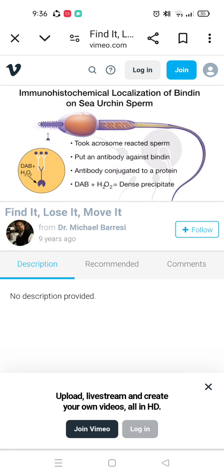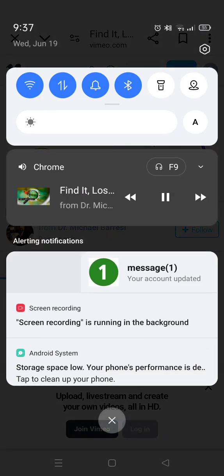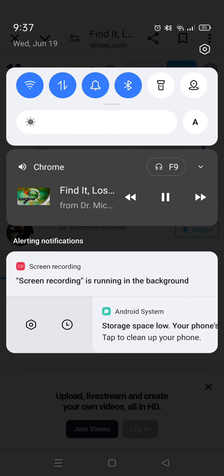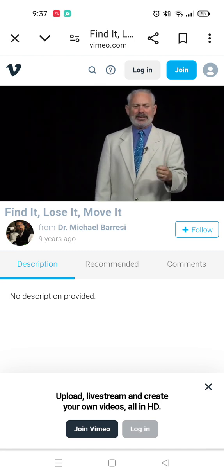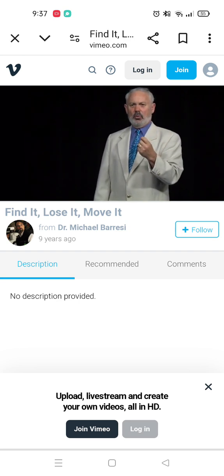So everywhere there's bindin, the antibody would bind. Everywhere the antibody would bind, there would be a chemical reaction to turn DAB, a colorless chemical, into a black-blue precipitate. As you could see, these investigators, Vacquier and Moy, found that there was bindin present on the acrosome of the sperm, and that when the sperm bound to the egg through the acrosome, they could see the bindin there. So that was the first part. That was find it. What about lose it?